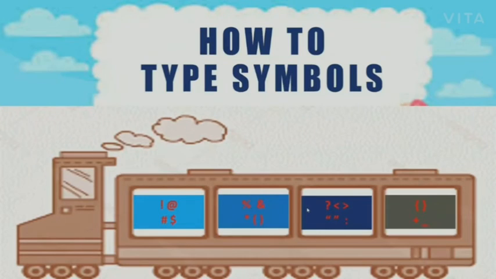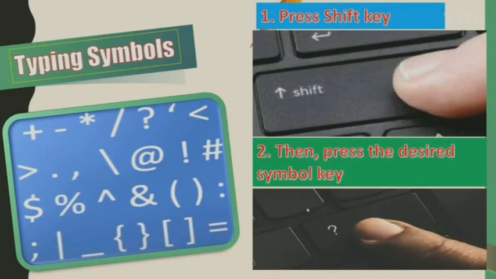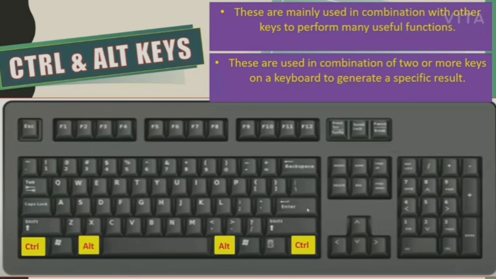Let's learn how to type symbols. Children, we type symbols like you can see on the screen by pressing shift key. These Alt and Ctrl keys are used in combination with other keys to perform many useful functions. These are used in combination of two or more keys on the keyboard.